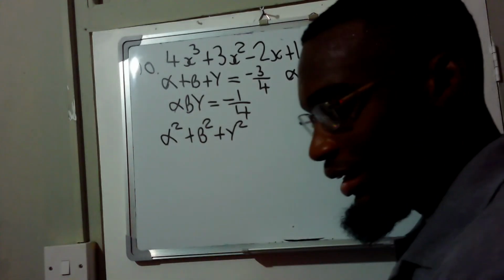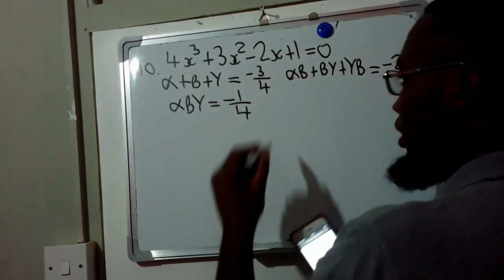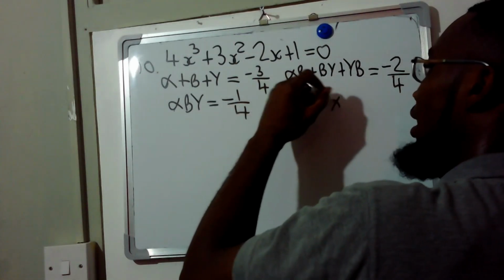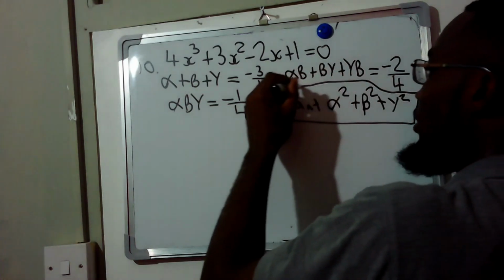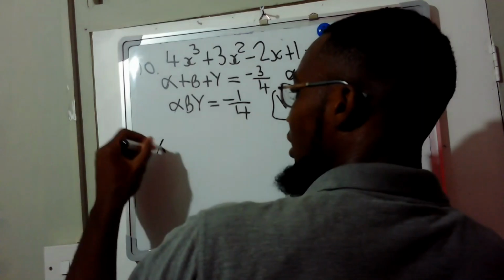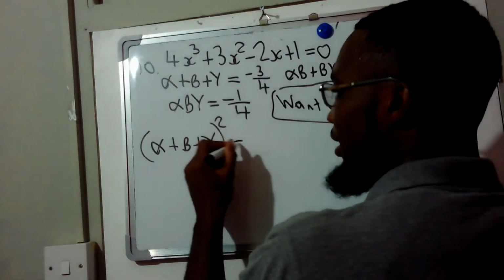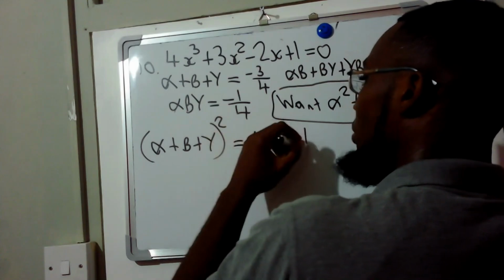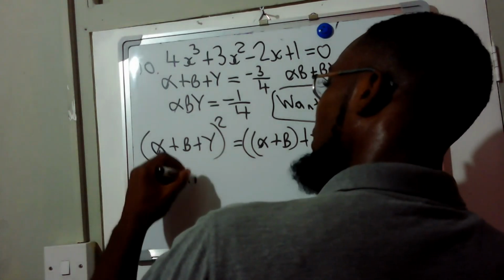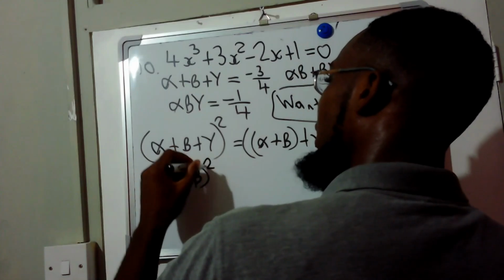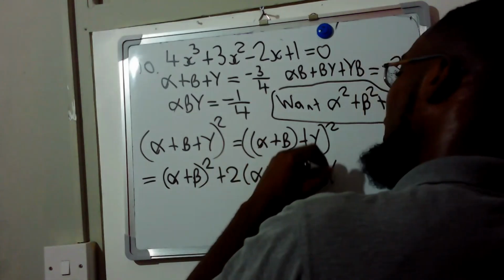Now, I don't know a formula to find that off the top of my head. I really don't. So this is what we want: alpha squared plus beta squared plus gamma squared. I don't know how to find that, but what I do know how to find is alpha plus beta plus gamma all squared. I can write this as alpha plus beta plus gamma all squared. Then this would be equal to alpha plus beta all squared plus 2 times alpha plus beta times gamma, then plus gamma squared.